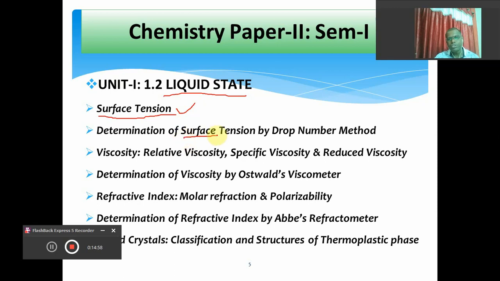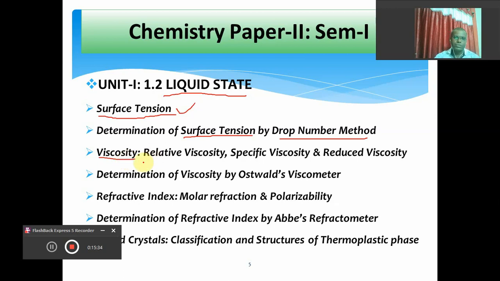Again, how the surface tension of the liquid can be calculated with the help of a method like the drop number method. Another characteristic property is the viscosity. Viscosity is the tendency of liquid to oppose the flow, or it is simply the resistance for the flow of liquid, because different liquids flow with different times, and that resistance for the flow of liquid is called viscosity.